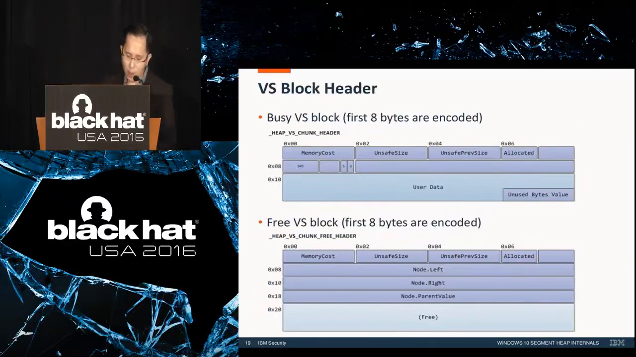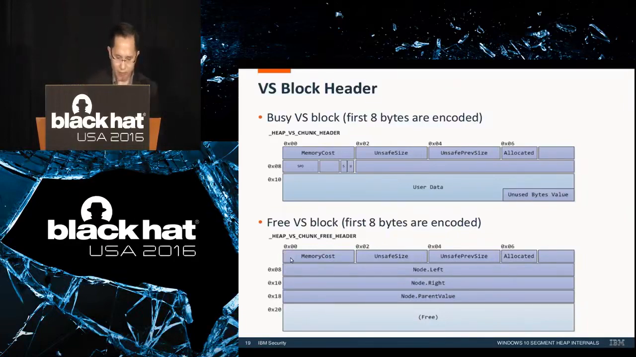So of all the different components of the segment heap, only the VS blocks have a header at the beginning of each block. VS blocks have a 16-byte header here. And the first 8 bytes are encoded. I'll discuss the encoding in the security mechanisms part of the talk. So the first 8 bytes of this VS block header is also found in the header of a free BS block.